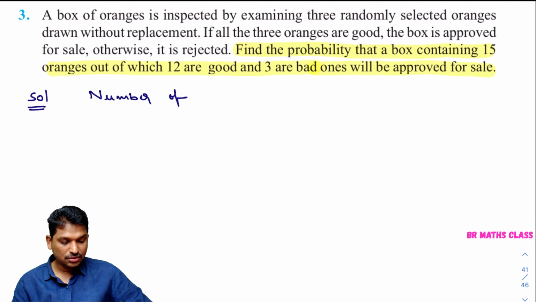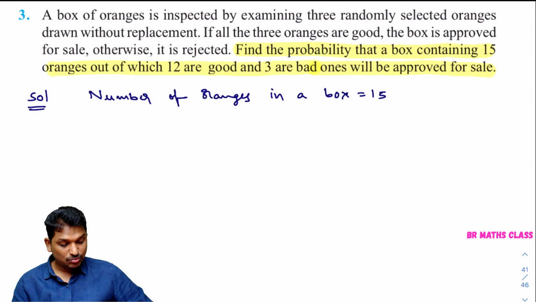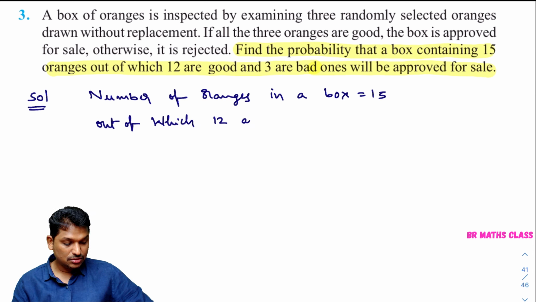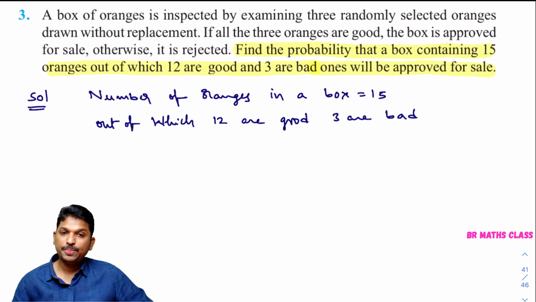Number of oranges in a box equals 15. Number of good oranges, out of which 12 are good, 3 are bad. Okay, this is also the data given.